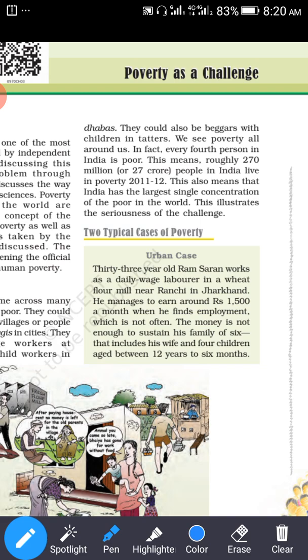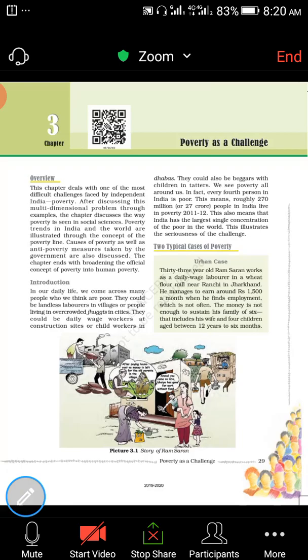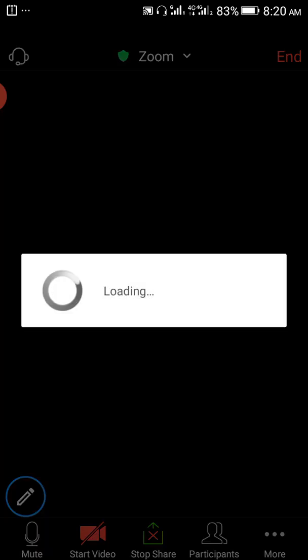Here it is about a case study. Ram Sharan works as a daily wage labor in a wheat flour mill. You may also compare with Darbhanga, the Mithila flour mill, but here it is mentioned about another place. It is an urban center, Ranchi, and he managed to earn 1500 a month. But what happened? It is not sufficient, and the money is not enough for what? To sustain his family, and the family members are also more. Why? Because there are four children, and if the children are not educated, how can they develop their conditions?